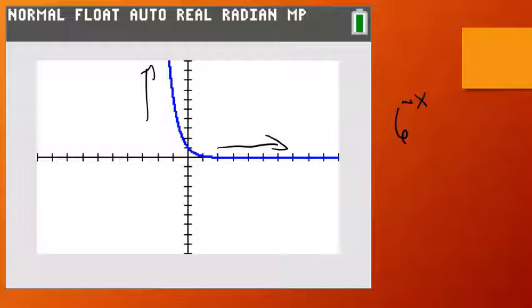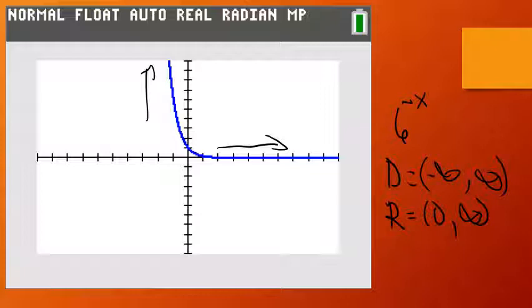Now, remember, when we have a negative exponent like this, that makes it a reciprocal function, and we can't divide by 0. So our range is limited. So we've got a domain. Let's say domain equals negative infinity to positive infinity. Our range is equal to 0 to positive infinity.